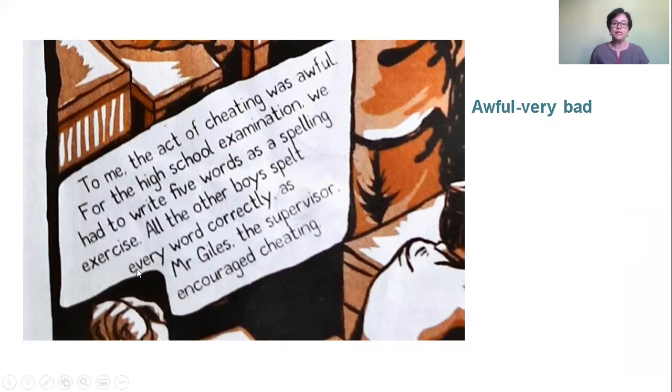All the other boys spelled every word correctly, as Mr. Giles, the supervisor, encouraged cheating. So, you know why everyone got all 5 words right? They got all 5 words right because Mr. Giles was the supervisor and he allowed them all to cheat. So they all got every word right. Now, what do you think about Gandhi? Do you think that he cheated even though the supervisor would have allowed it?